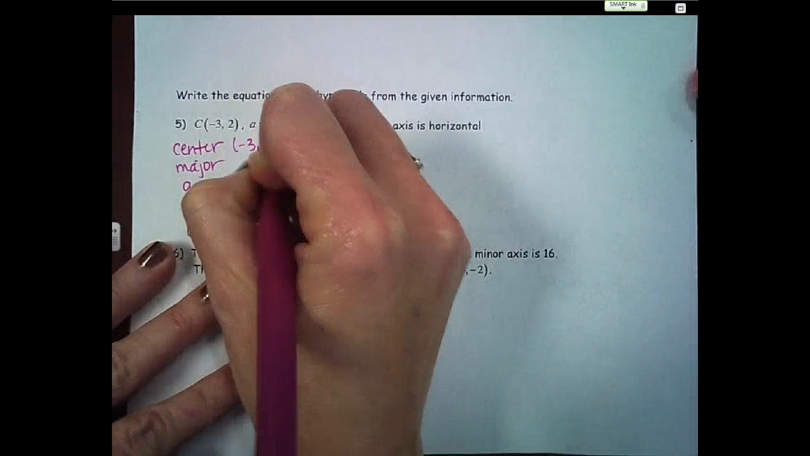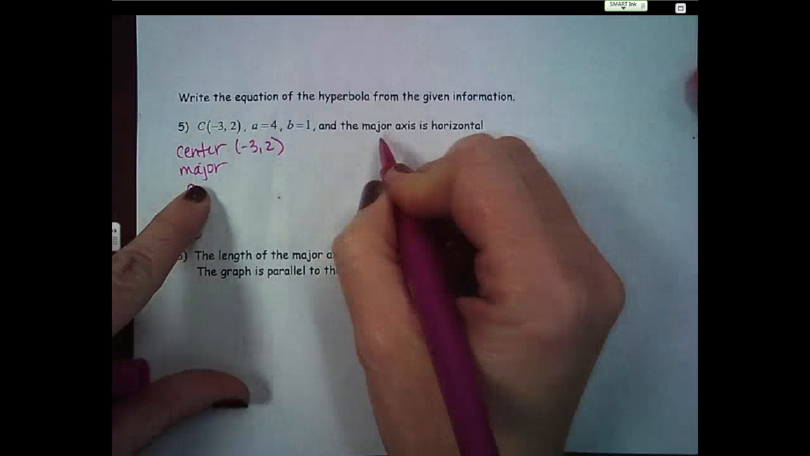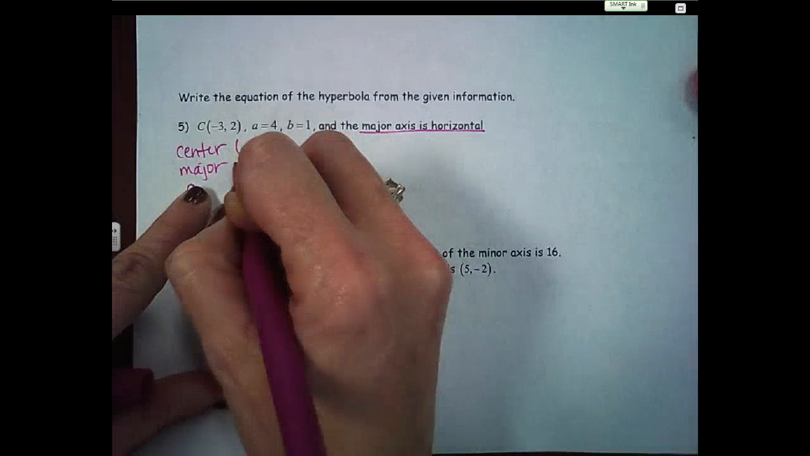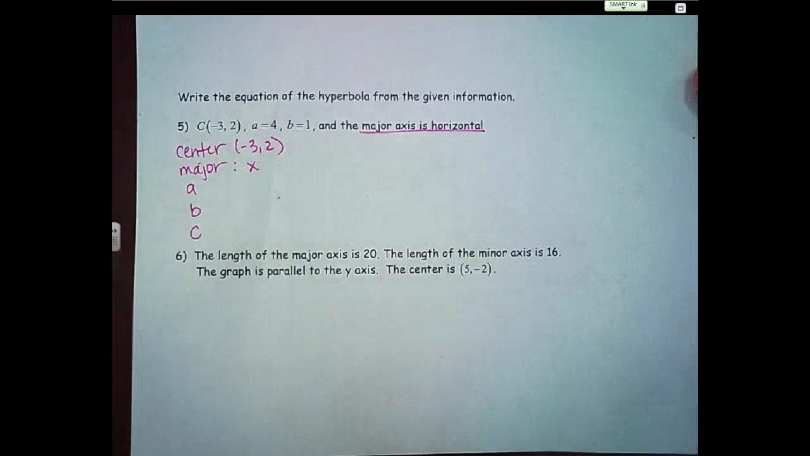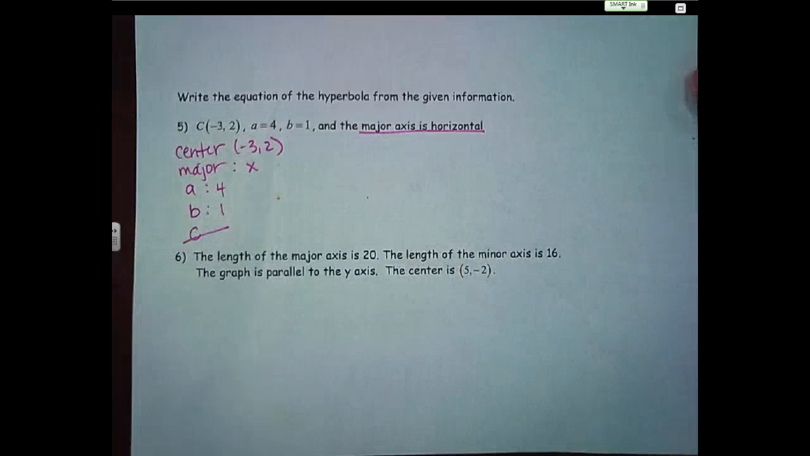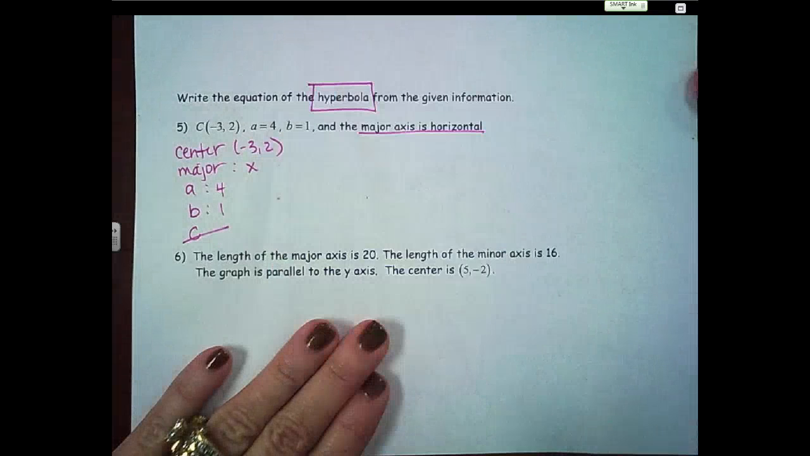Well, they gave me the center. This problem's actually easy. They told me that the major axis is horizontal. Well, horizontal line is the x-axis. So the major axis is x. It gave me A and it gave me B, so I don't even need to find C. Now, in a hyperbola, it told me it was a hyperbola.